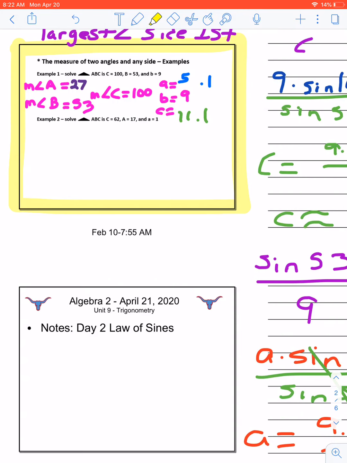If you have any questions or things aren't adding up, definitely log on to Zoom and ask me questions. Tomorrow we'll do law of sines day 2. We'll be doing that when we're finding an angle measurement first instead of finding a side measurement first.